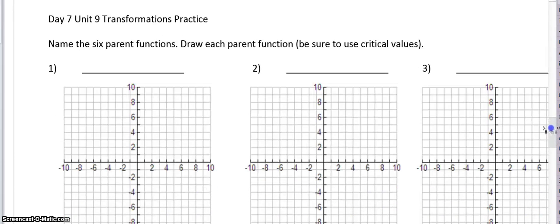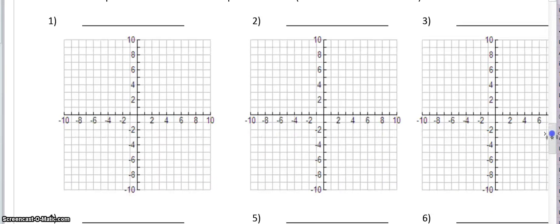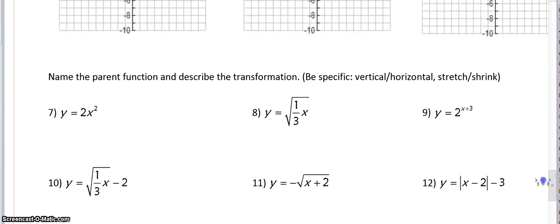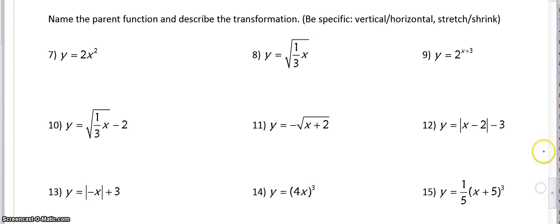Let's go to the back side. Okay, these are the 6 parent functions. You should be able to do that by now. Name the parent function and describe the transformation. Okay, so we have a parent function of x squared. This is a vertical because it's on the outside of the parent function. Because we're multiplying, it is a stretch because it does exactly what we think, by a factor of 2.